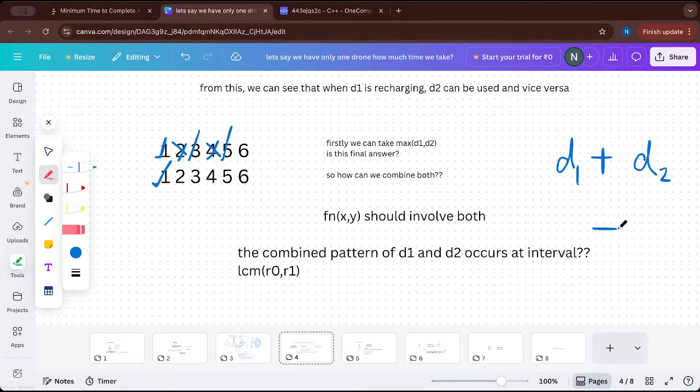We are seeing both with respect to only one, right? So now what are we assuming? We are assuming that there is a single drone which will do the deliveries of both d1 and d2 combined, which is d1 plus d2. So there is a single drone now, and the total number of deliveries is the sum. And what is the net R? What is the net recharge hour for this combined drone? It is simply the LCM of these both, right?